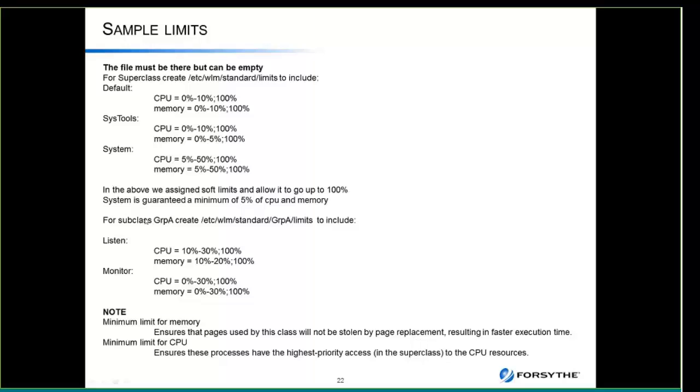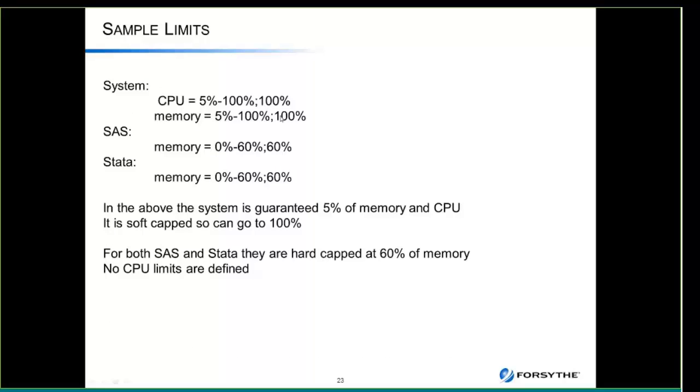And then you can do the same thing for subclasses. Here's a more likely example that you would see. Here I've got my system set to 5 to 100. There's no limit on the system. I've got my SAS, which is a memory hog, and my Stata, which is a memory hog, set to 60% soft limit and 60% hard limit. So if I was running in active mode, any job that's classified as SAS or Stata would not be able to use more than 60% of the memory. And I didn't bother defining CPU limits for SAS and Stata.